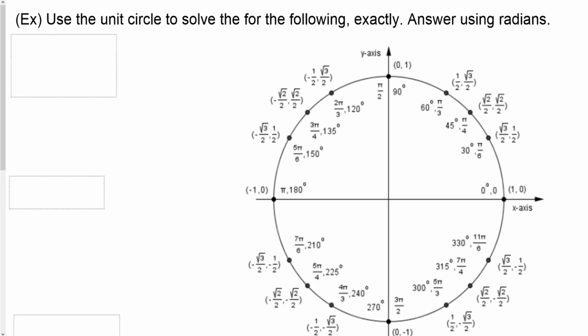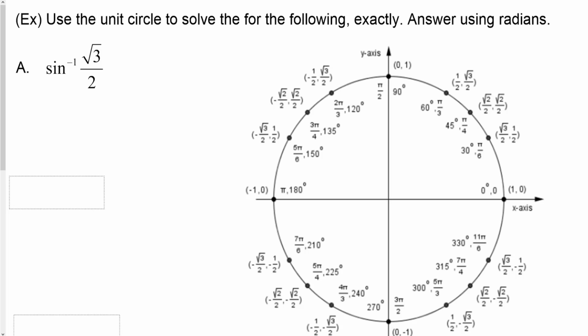Okay, let's do some examples. Use the unit circle to solve for the following exactly. Answer using radians. So part A, we want to find the arcsine of the square root of 3 over 2.